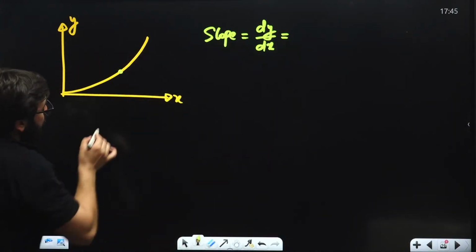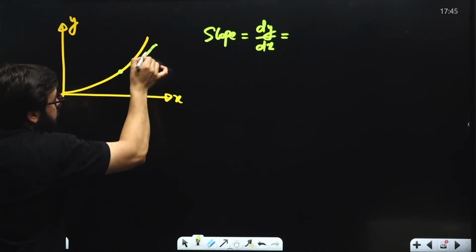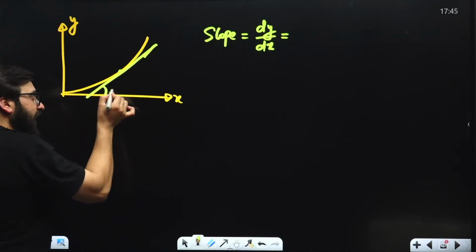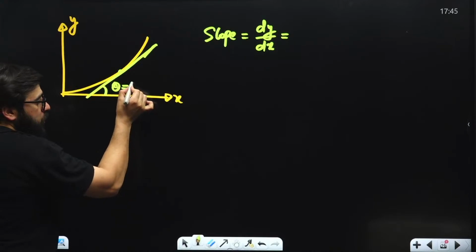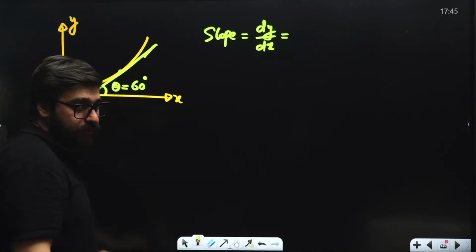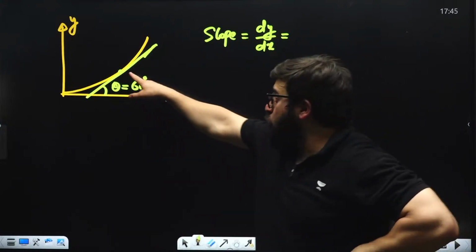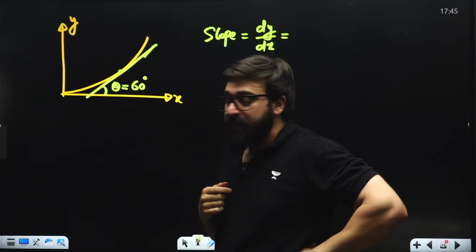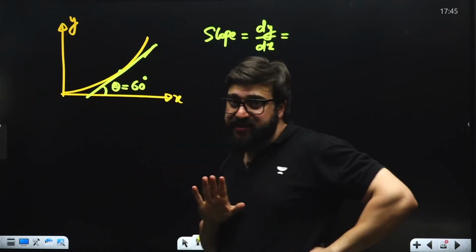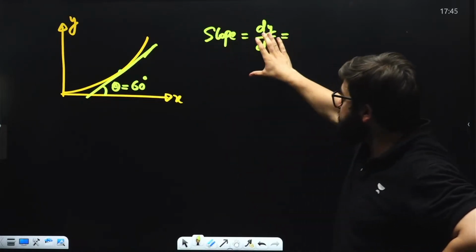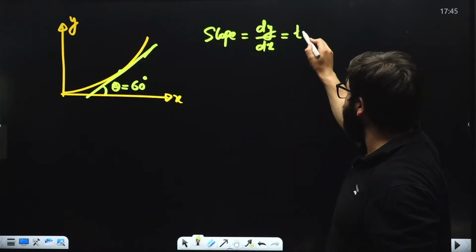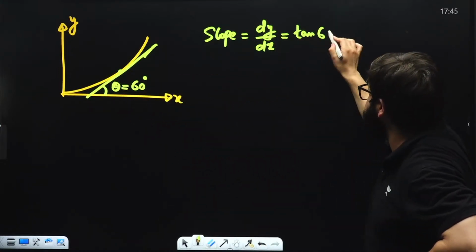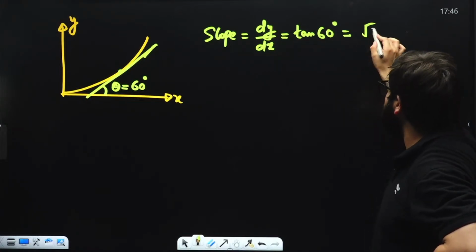Guys, see, take a line and draw a tangent at this particular point. If this line is making an angle of, let's suppose, theta equal to 60 degrees. How do we find the slope at a point? We take a line, draw the tangent, and check the angle with the x-axis, that is 60 degrees. And we say slope at a point is dy by dx, which is also tan of theta. How much angle is it making over here? That is 60 degrees. So I write tan of 60 degrees, and that will be root 3.